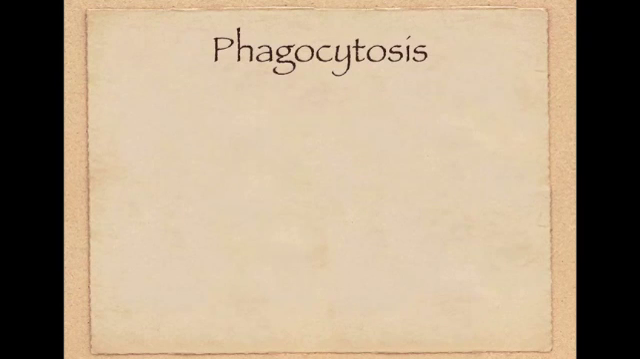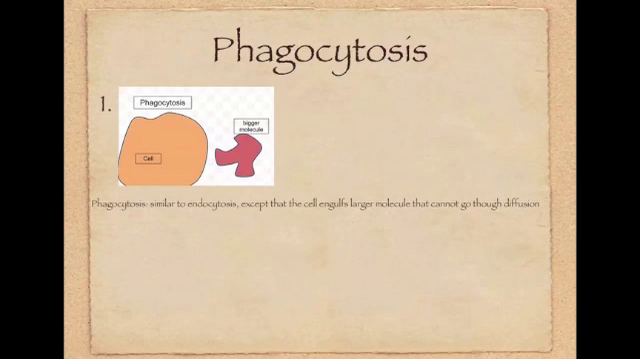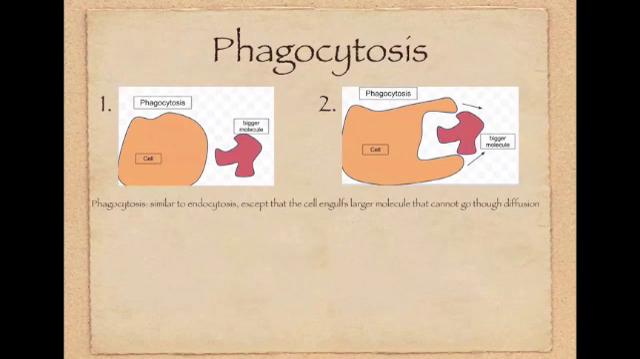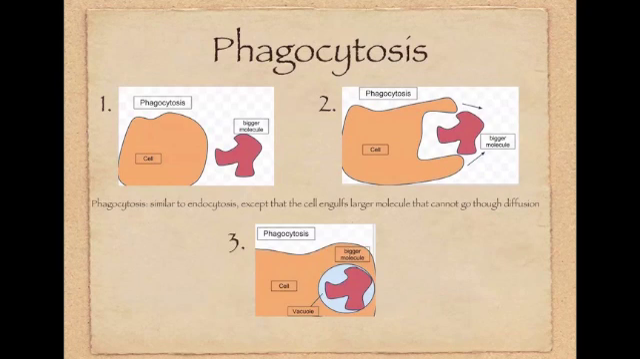Next is phagocytosis, and this is similar to endocytosis except that the cell engulfs a larger molecule that cannot go through diffusion or even protein channels. Like this is a big molecule, and the cell engulfs the bigger molecule and completely engulfs it, and the bigger molecule is surrounded by a vacuole once it is completely engulfed, and at the second process ATP is used as the cell moves and covers the bigger molecule.